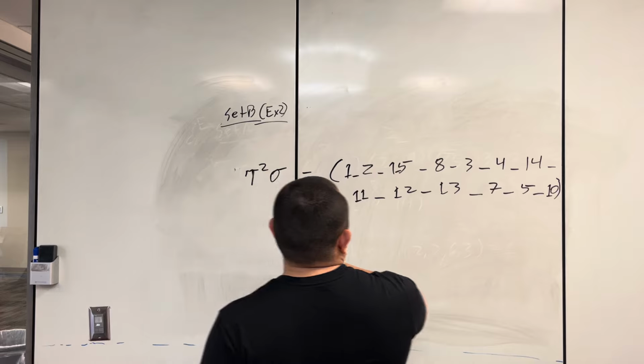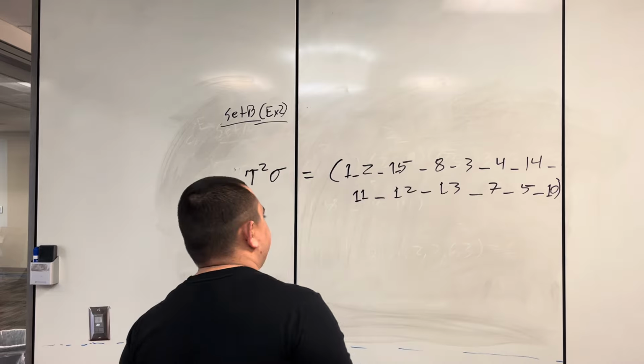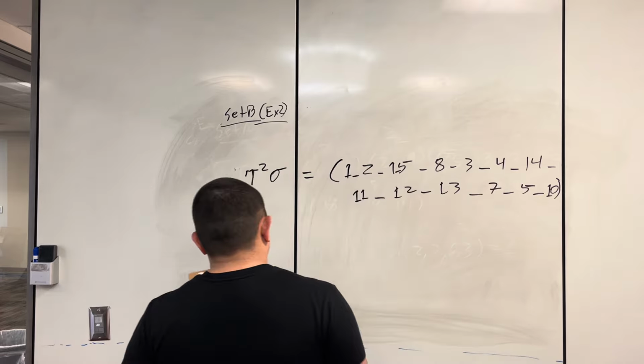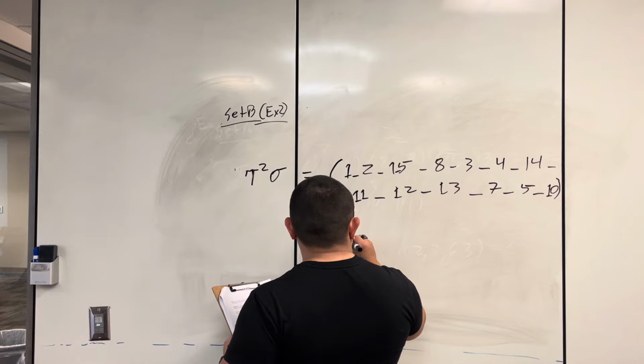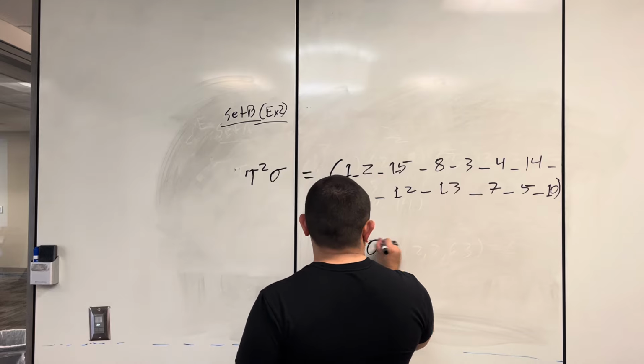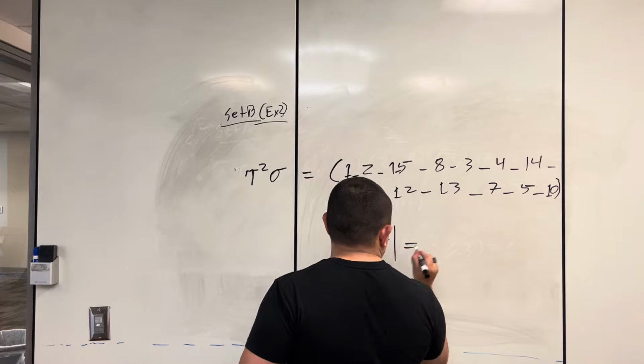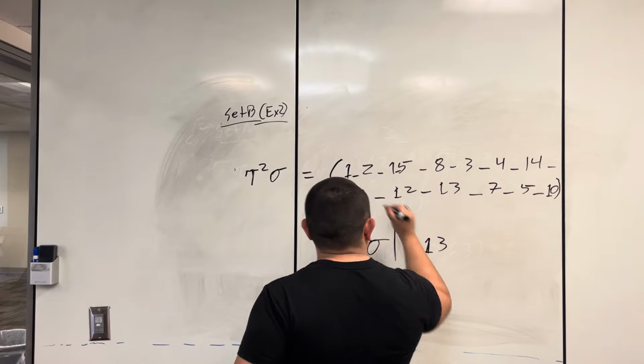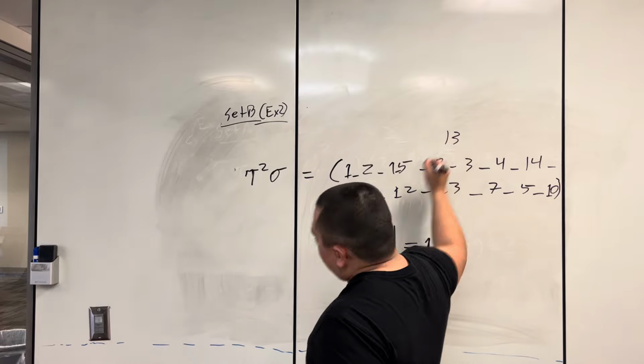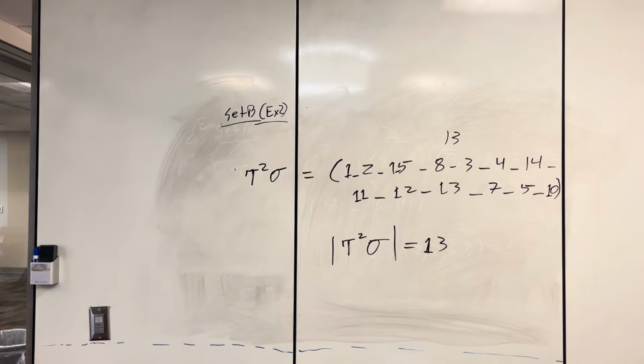So 1, 2, 3, 4, 5, 6, 1, 2, 3, 4, 5, 6, 7, that's 13. So the order of tau squared sigma is equal to 13. A single 13 cycle begets order 13. So all requested orders are computed. Now let's move on to exercise 4.